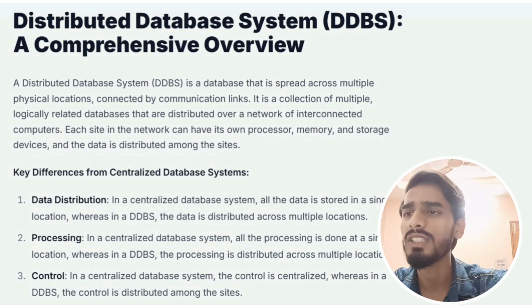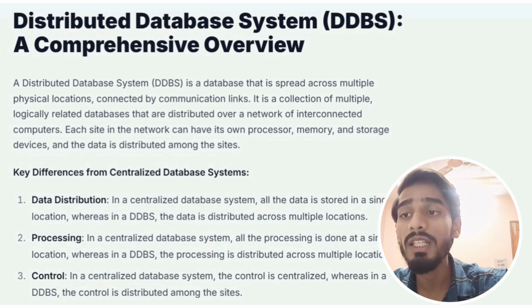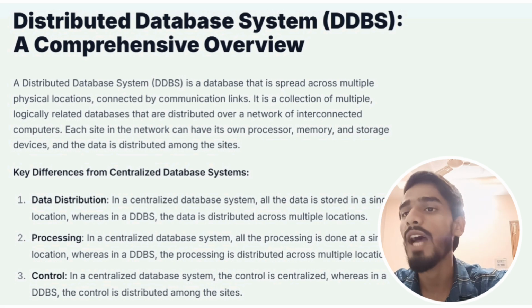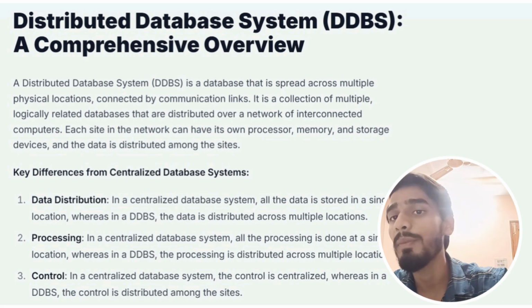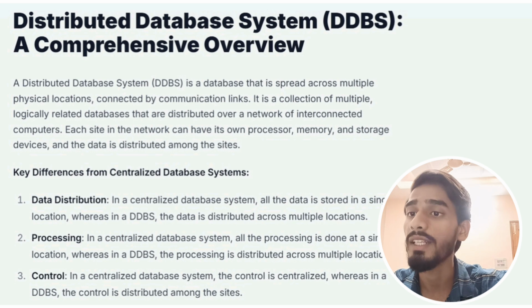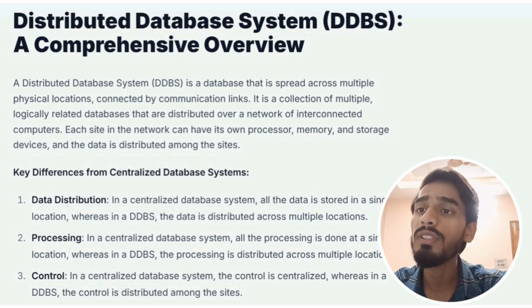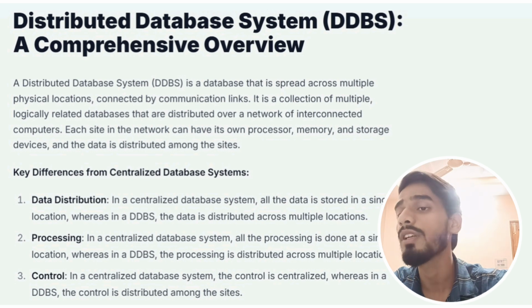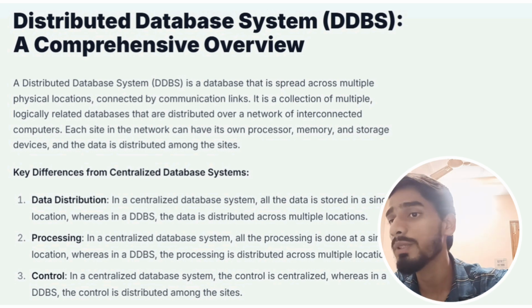It is a collection of multiple logically related databases that are distributed over a network of interconnected computers. Each site in the network can have its own processor, memory, and storage devices, and the data is distributed among the sites. Now, what are the key differences from centralized database system? How is distributed database system different from centralized database system?